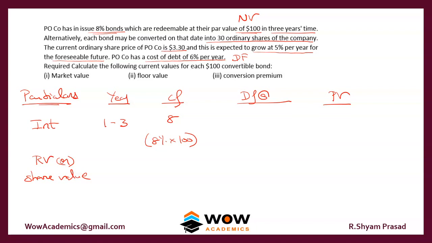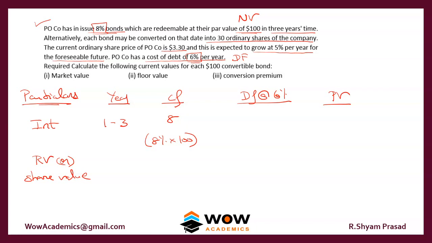Discount factor is 6%, that is what is given here. The cost of debt is 6%, so we will take that here. In a sum you will usually have two percentages. One is the interest percentage and the other one is the discount factor. If you can easily find out the interest percentage, the other number will be the discount factor. So that is about the interest.